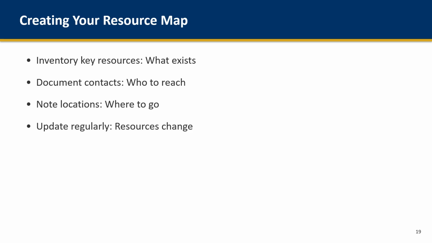Document contacts for each resource, including office names, phone numbers, email addresses, and specific people when relevant. Having this information readily available prevents delay when you need help. A contact list in your phone or computer makes resources accessible.